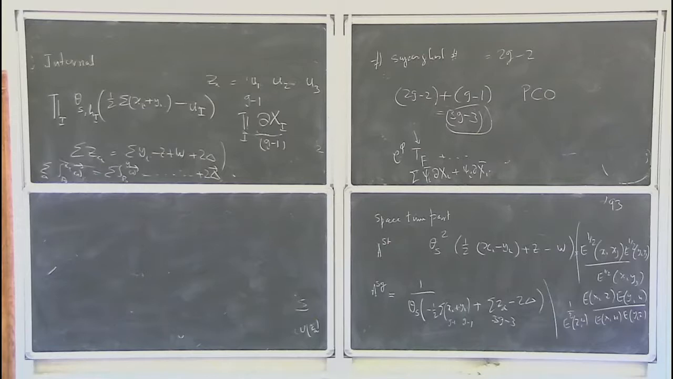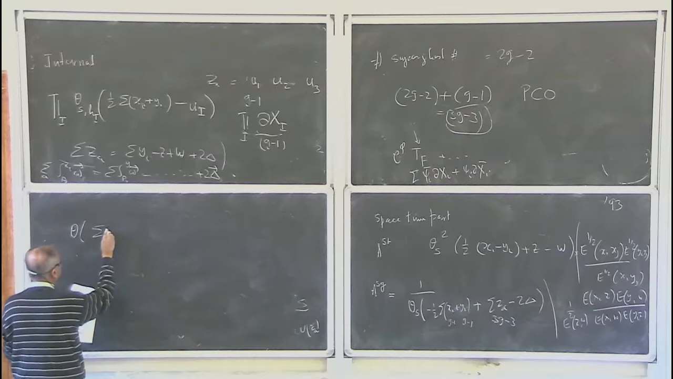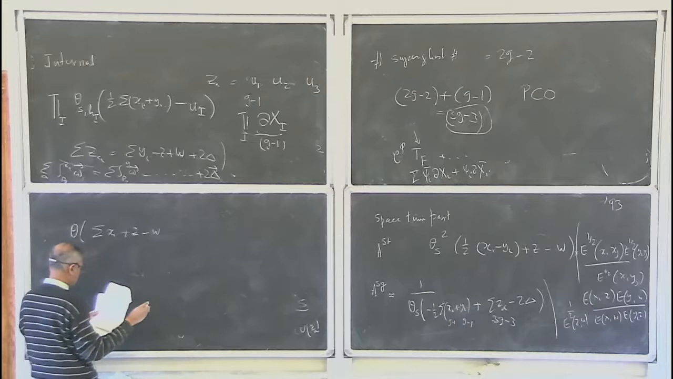Okay. And so I'll just state the result. After doing the spin structure sum, you find, of course, you'll have four theta functions. The answer is this, theta of sum over xi plus z minus w minus delta. Okay?